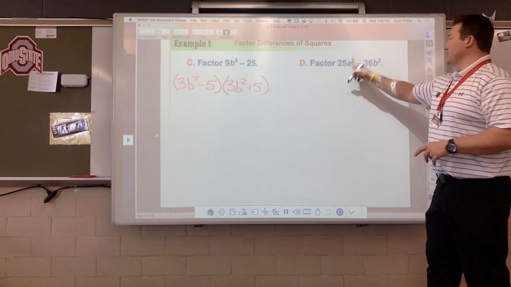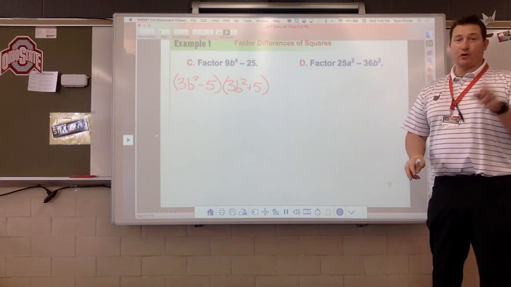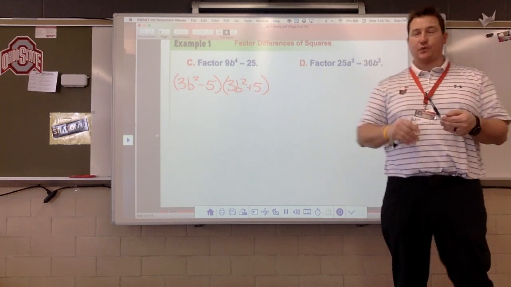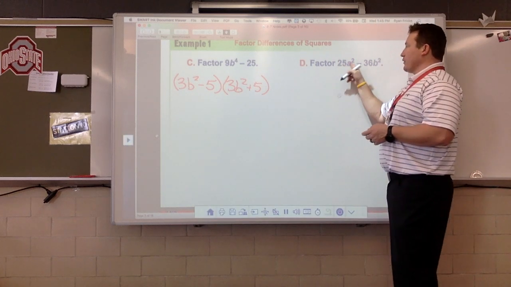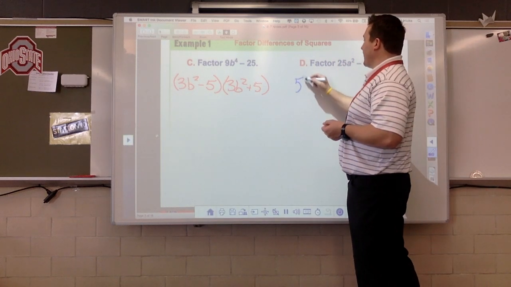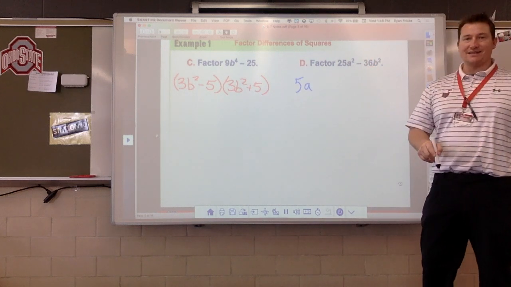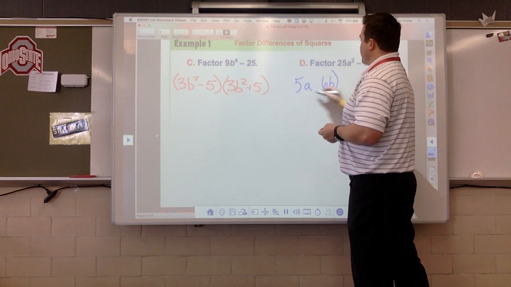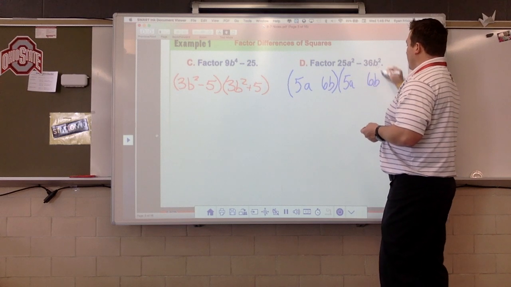25, perfect square. A to the second power, also a perfect square. 36 and b squared, both perfect squares. And we have subtraction. So this is indeed a difference of squares. I know you're going, all right, just factor it. It's fine. Take the square root of both terms here. So this turns into 5a. Take the square root of 36b squared, 6b. There's your first one. There's your second one.